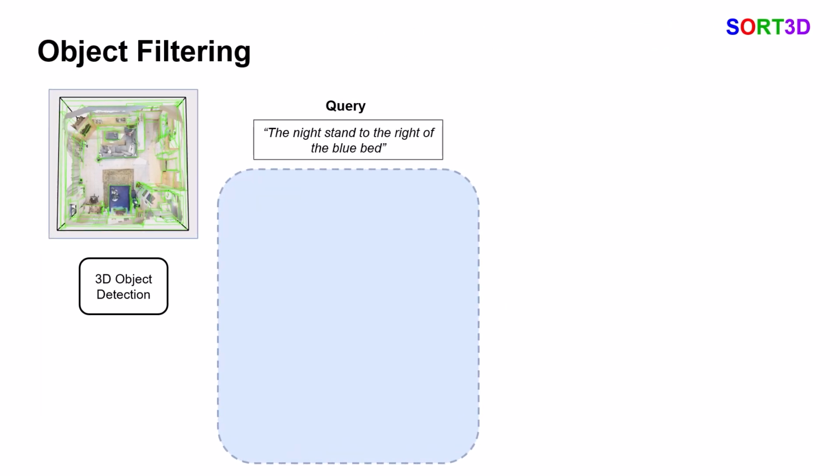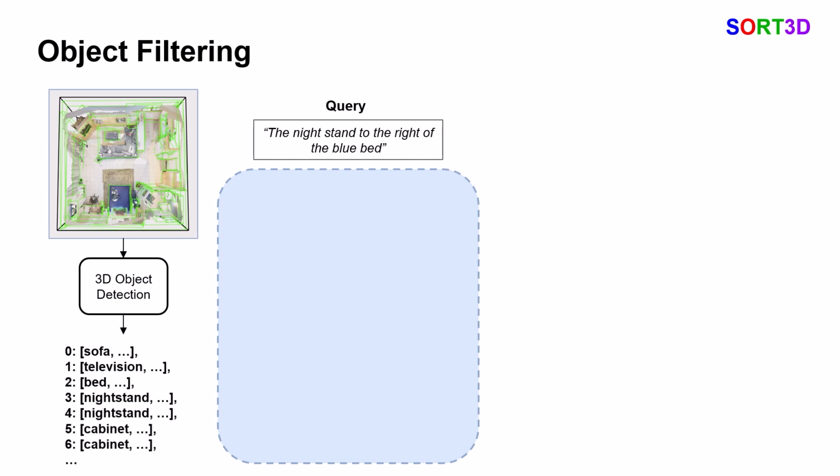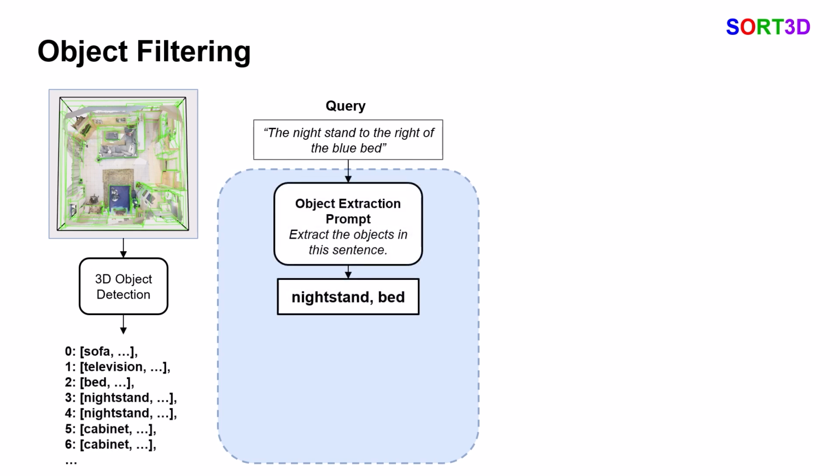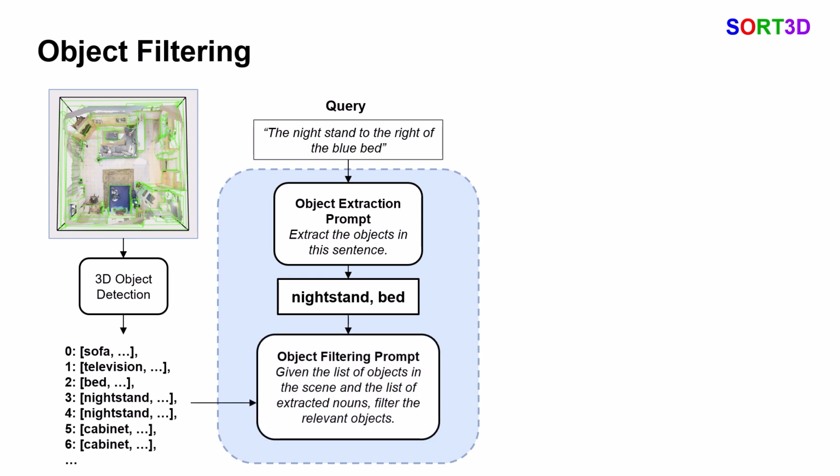Our object filtering pipeline extracts relevant nouns from the input query, then selects the nouns from the full object list that are more relevant to the query.